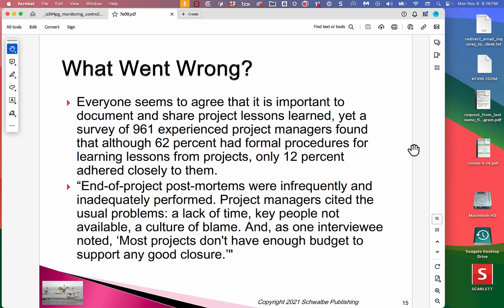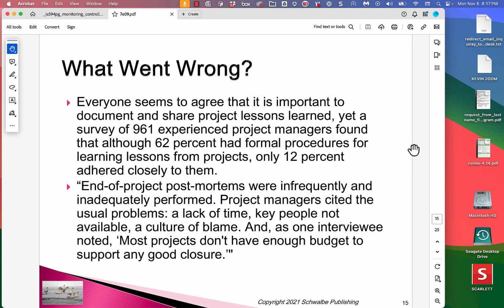Everyone seems to agree that it's important to document and share project lessons learned. A survey of about 1,000 experienced project managers found that although 62% had formal procedures for learning lessons from projects, only 12% adhered closely to them. And I think the problem here is that some of the things that go wrong in projects that we'd like to learn from have to do with human nature, and it's hard to escape human nature. And some of them have to do with ways in which the organization is not willing to change.